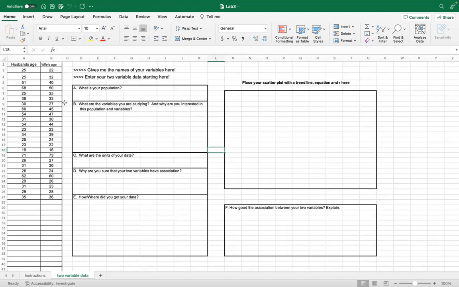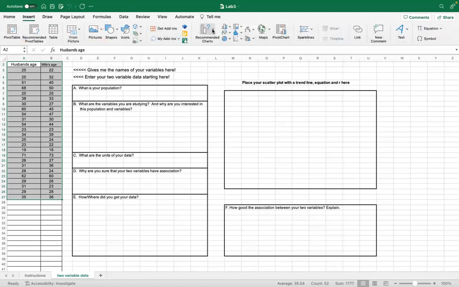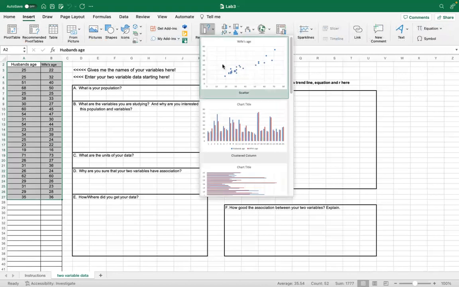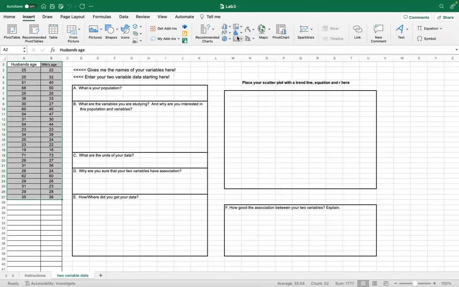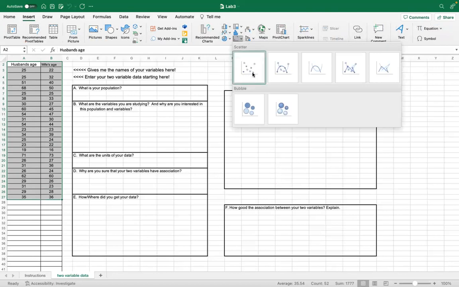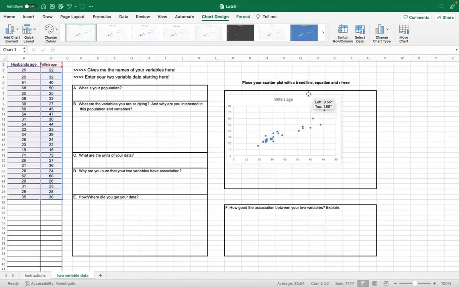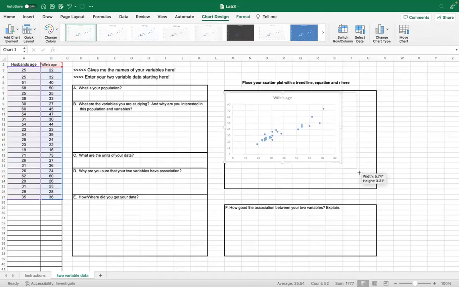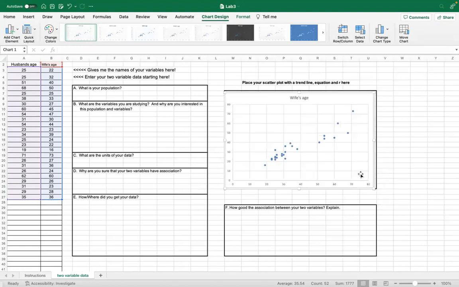To create a scatter plot, I am going to highlight both of my variables. I'm going to try with the names on the top and see if it makes a difference. I don't usually do that. Then I'm going to insert. The cool thing is the recommended charts will give you your scatter plot. Or down here, you can see scatter plots. Just choose the basic scatter plot. See, it labeled the whole thing Wife's Age. I don't like that, I'm going to fix it in a minute. Okay, I'm going to stretch it out, make it nice and pretty.